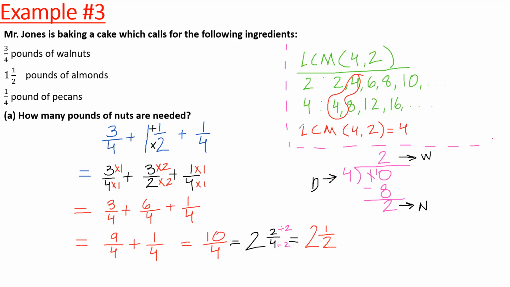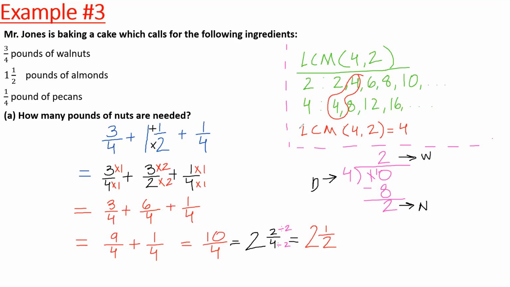So we place the numbers down, right? And then we find the lowest common multiple. The lowest common multiple would be 4. So 4 times 1 is 4, and whatever we multiply at the bottom, we also multiply at the top. So it would be 3 over 4 plus 6 over 4 plus 1 over 4.